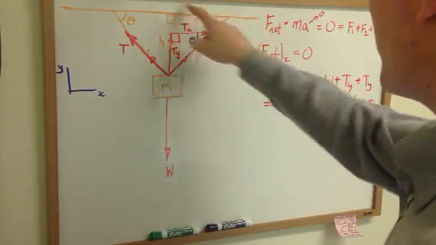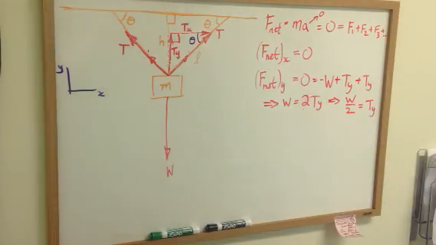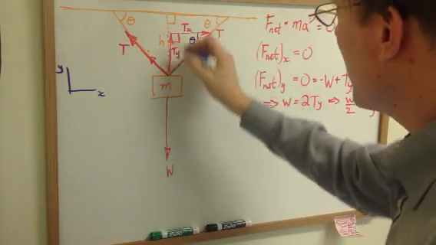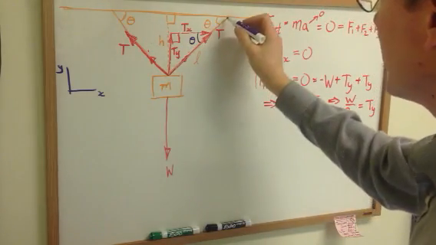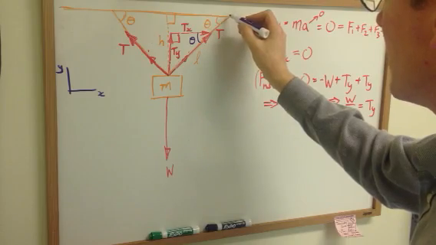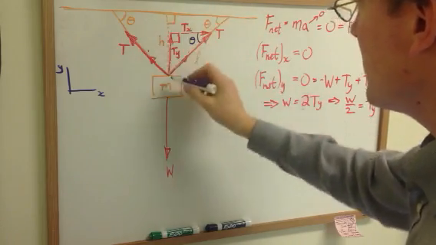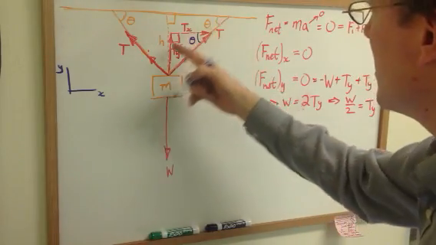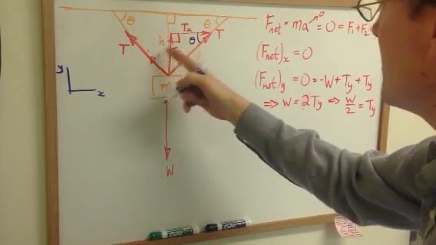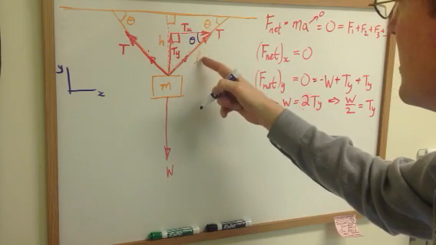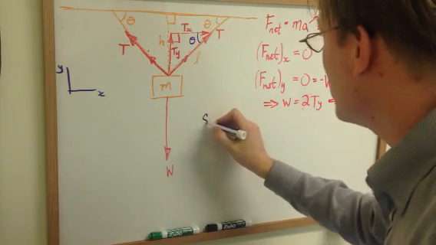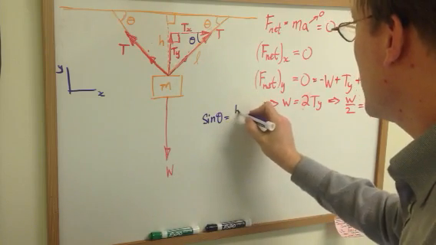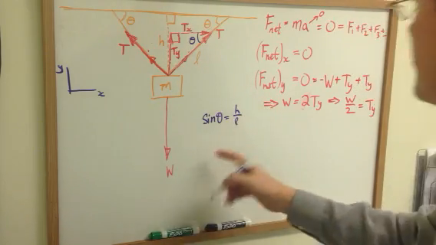I can use the background geometry of the whole makeup. The background geometry is that the wire is length L, that it also has a height that I know. So I can find theta from the geometry of the situation. I could use this: h is opposite, this height is opposite, and this is the hypotenuse. I could use sine theta is equal to h over L to find theta.